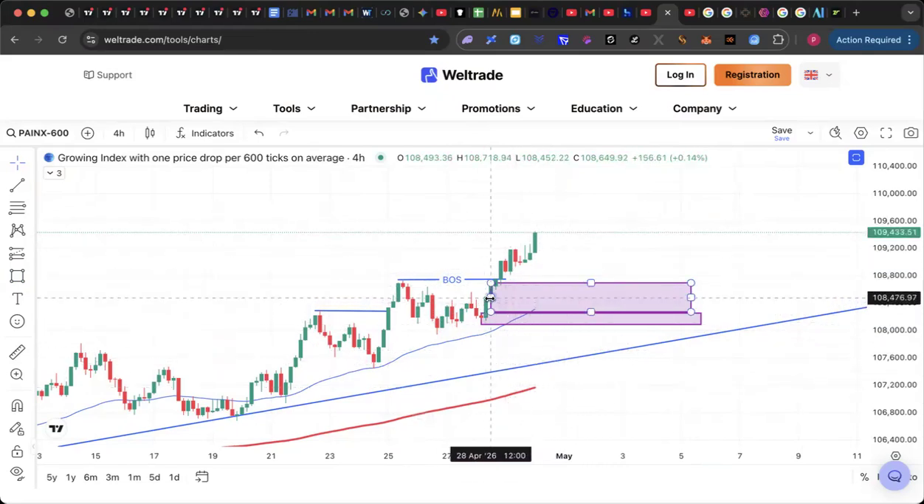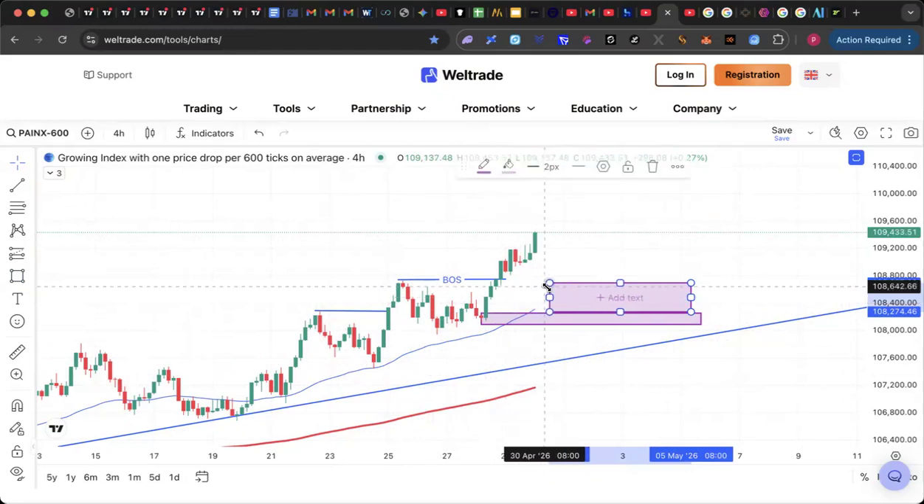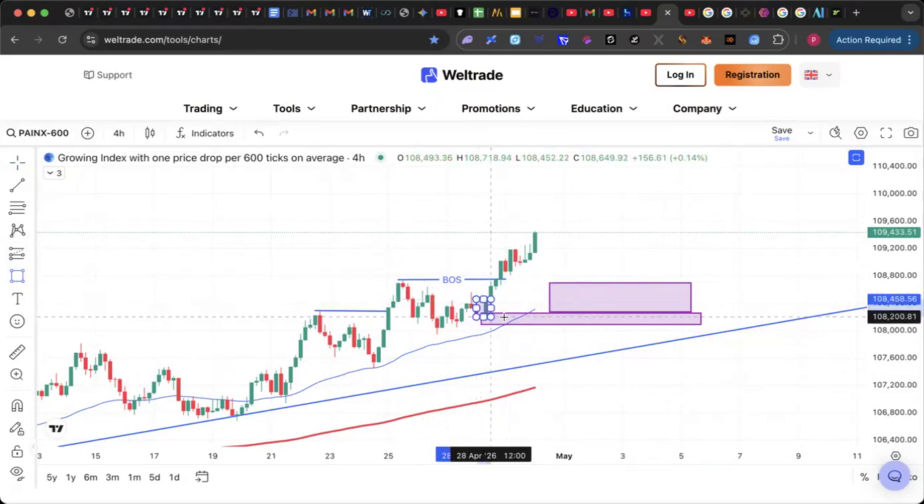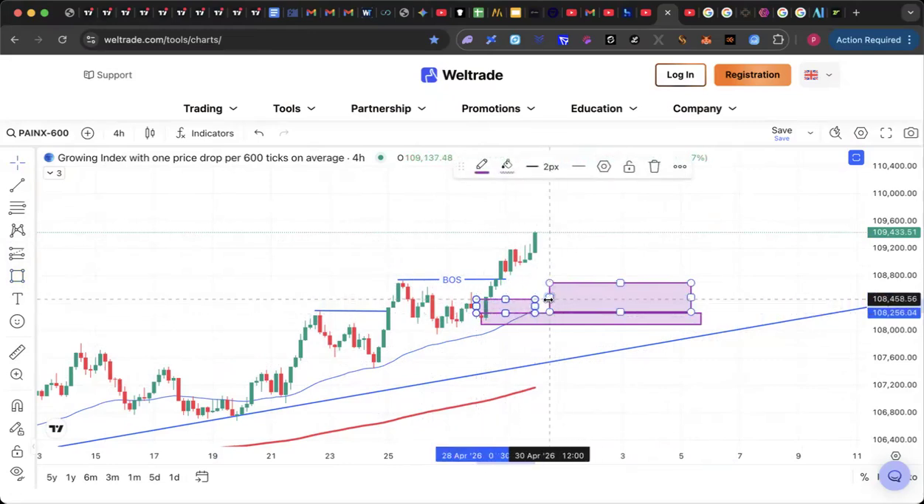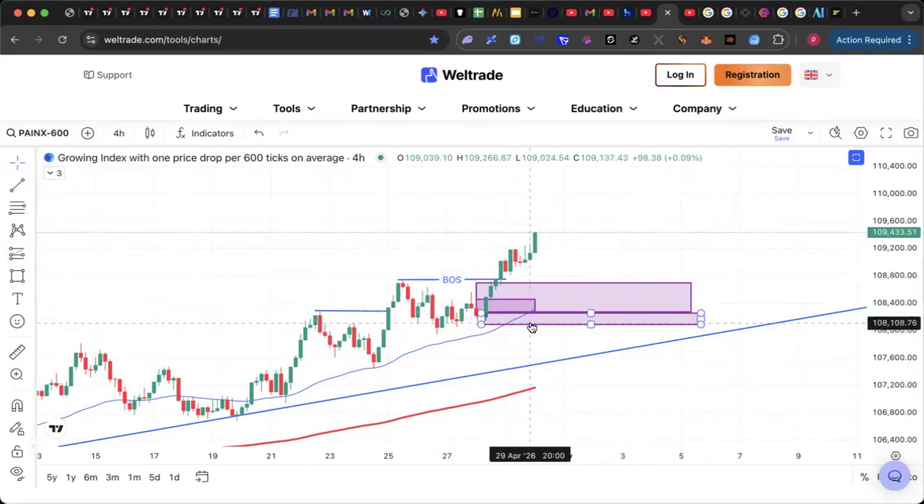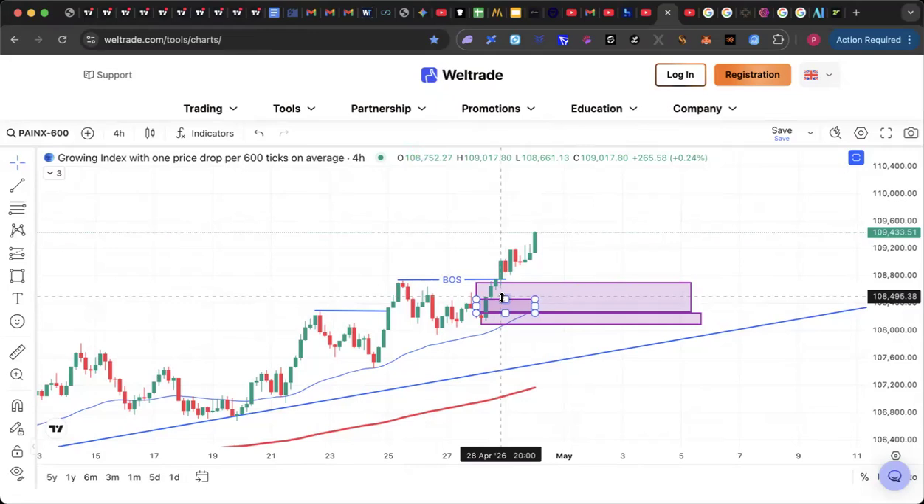Now, there are things you want to check. If you look at this point, this other block creates the fair value gap here. So look at it here. You want to look at this market coming down to this area of focus. When it comes down to this point is when you want to be looking for a buy.